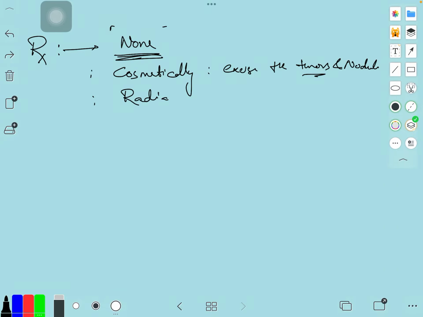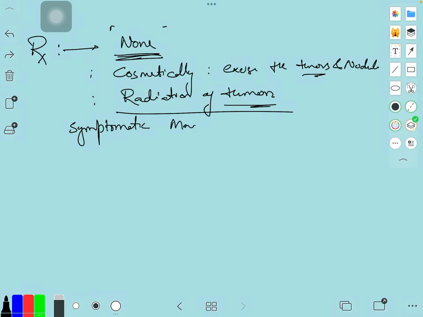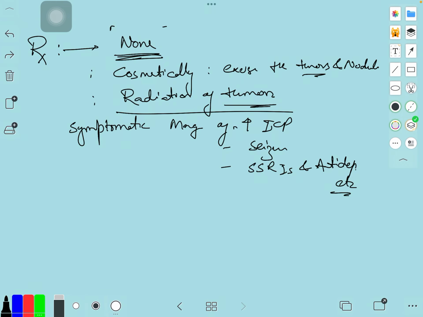Also, we can go about the radiation treatment. And one more point, we can check for the pathological features. So radiation of tumors and so on. Also symptomatic management can be done. Management for increased ICP, seizures, SSRIs and antidepressants, etc.